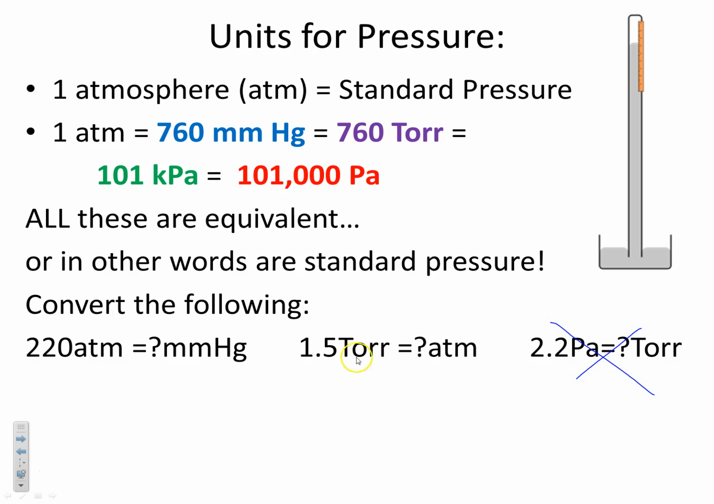This other one, we've got 1.5 torr. You can see here 760 torr is just normal atmospheric pressure. So 1.5 torr is going to be a really, really small number in terms of the pressure. So we take 1.5 and we divide it by 760, and that gives us atmospheres. So yeah, you should make sure to know how to do those conversions. We'll be using them in this unit quite a lot, so get comfortable with that.